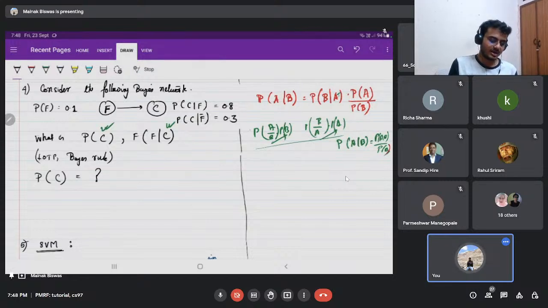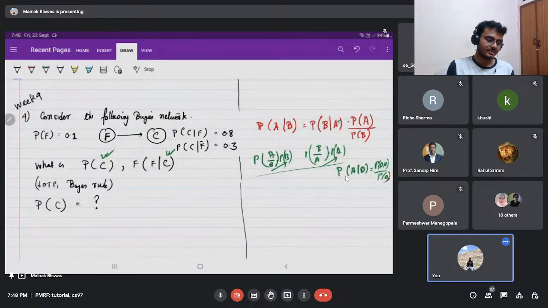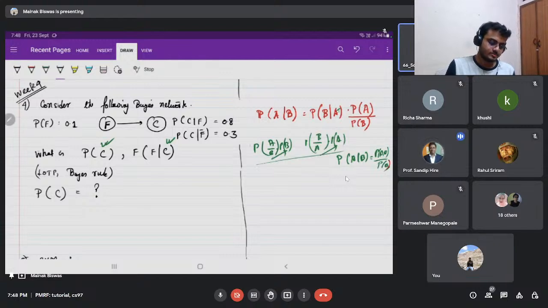I covered this once. You don't have the probability of C given to you here, right? So how do you find this? This is your week 4. By the Bayes rule, we use P of C by F. Yeah, you'll use these two.